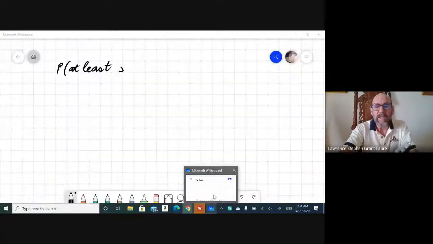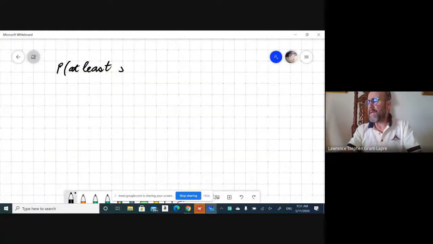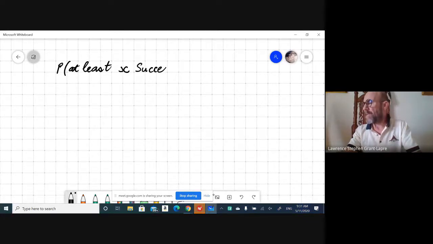I don't know if my computer is sharing again. So let me just put this information in the calculator and share this probability of at least X successes in N trials. Oh, there it goes.